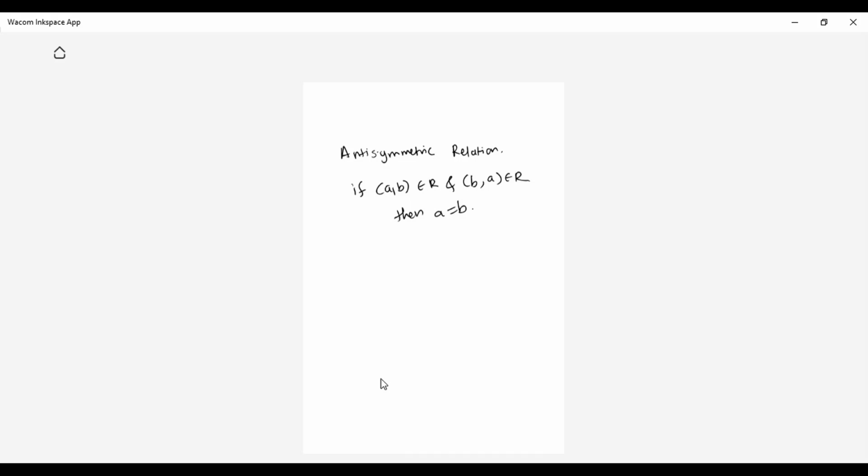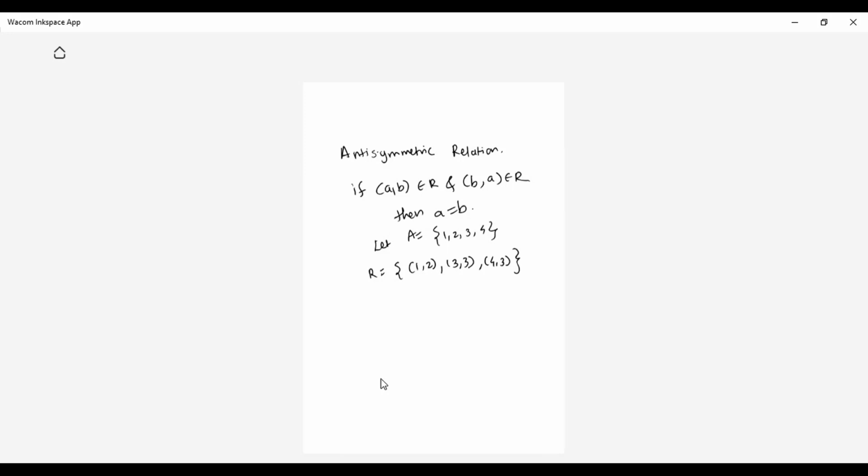So with respect to this definition, I'll give you an example. Let's suppose A is 1, 2, 3, 4, and I'm giving R as 1 comma 2, 3 comma 3, and 4 comma 3. Now see this. What is our definition? Our definition is A comma B, if it is there, then B comma A should not be there.